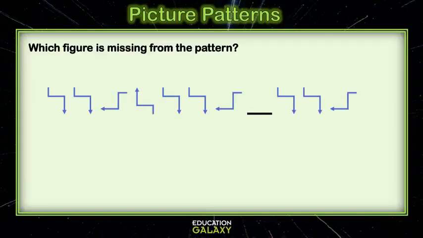Okay. We want to figure out which picture is missing from the pattern. So we have our arrows pointing down, down, left, up, down, down, left. It seems to be repeating these first four. This must be a repeating pattern. So then down, down, left. This must be the shape that's going up.